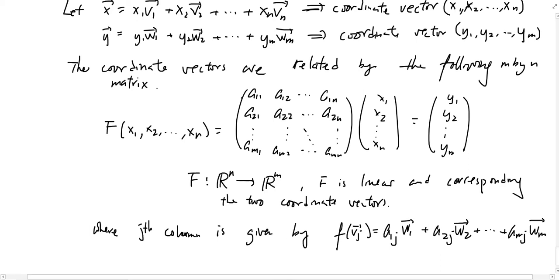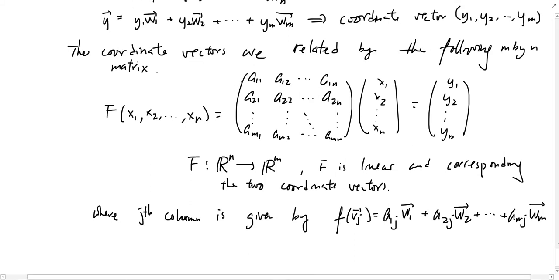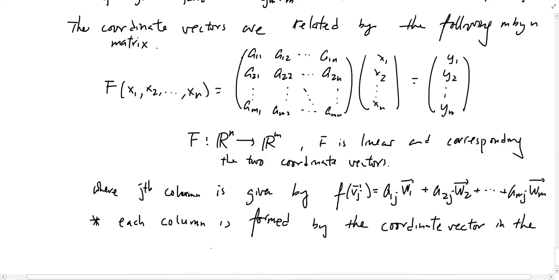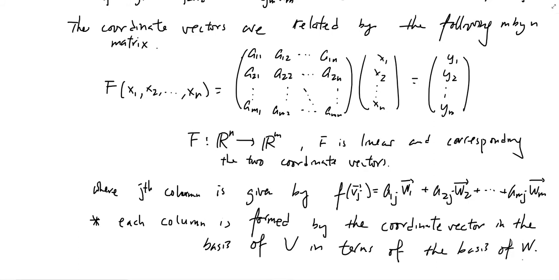Okay, so maybe I can write it out in Word to help you see. That means each column of this matrix is formed by the coordinate vectors in the basis of V in terms of the basis of W. Meaning you take each vector in the basis of V and form a coordinate vector in terms of the basis of W. Now, if you think about it, some of you might recognize that you have seen something like this before. And yes, you have.